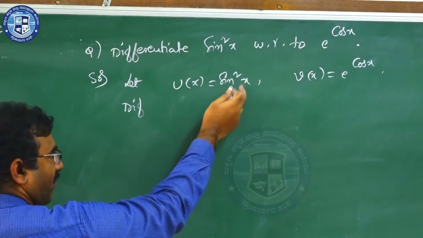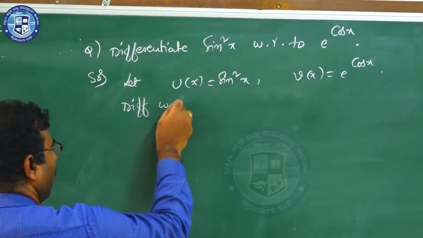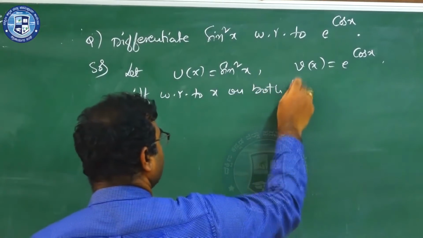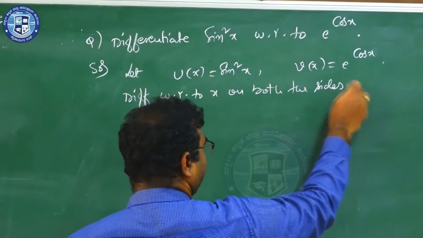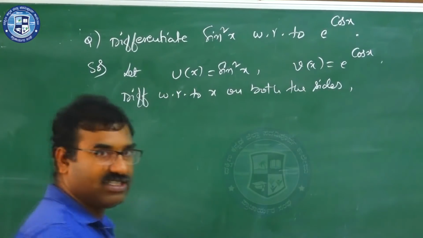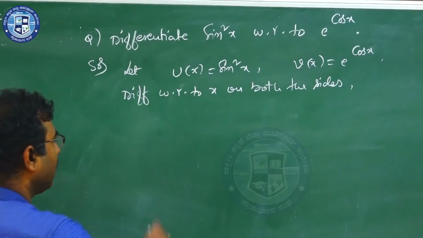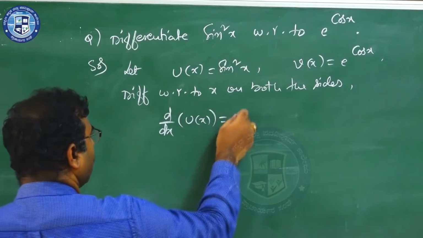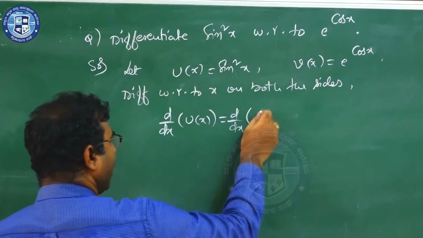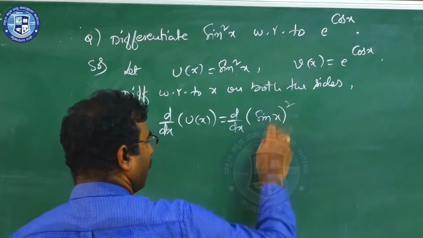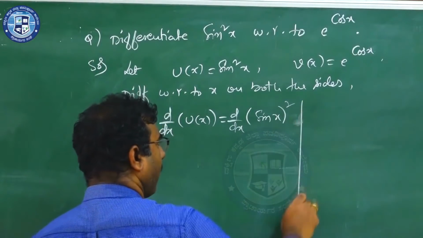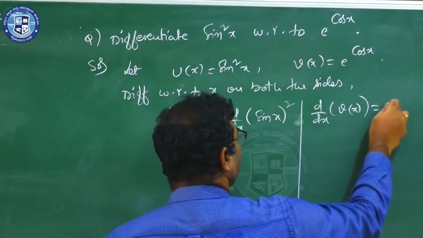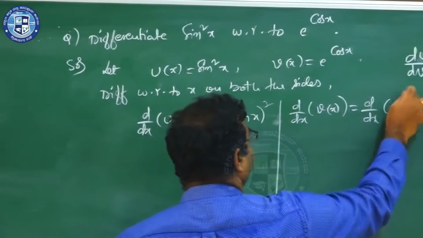Because u is a function of x. So differentiate with respect to x on both sides, for both of them. So d by dx of u of x is equal to d by dx of sine square x, which you can write as sine x whole square. And on this side, d by dx of v of x is equal to d by dx of e power cos x.